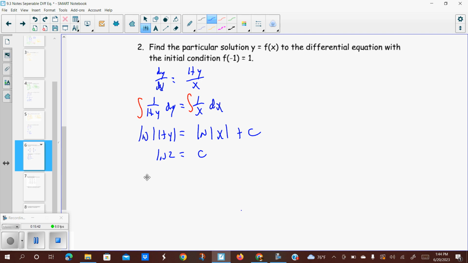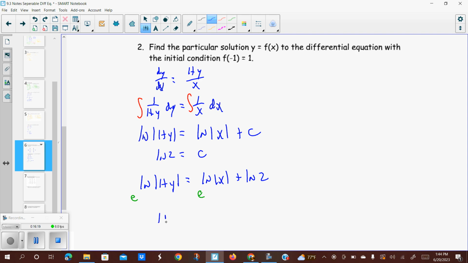Let's go ahead and plug all that back in. Natural log absolute value of 1 plus y equals natural log absolute value of x plus natural log of 2. All right, so this one's an interesting case where every single piece here is a natural log. I'm still going to need to exponentiate because I've got to get that y out of the argument. So we're going to exponentiate both sides. We're going to use the property that we used before.